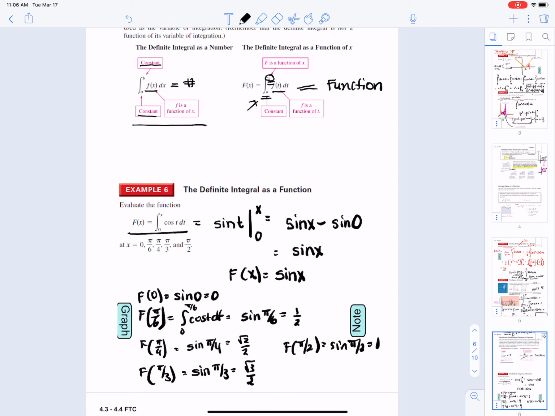So it kind of shows you how the area increases. These values are getting larger all the way up to 1, which we know. And it shows how that area accumulates until you hit f of pi over 2.